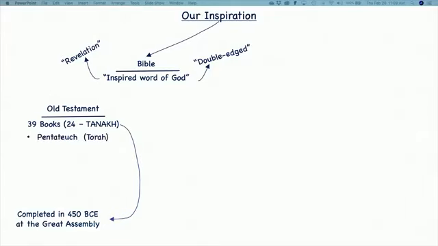39 books, but it's broken up into sections, and it's called, in the Greek, the Pentateuch. Penta. Five books. What are those five books? Genesis, Exodus, Leviticus, Numbers, Deuteronomy, right? The Torah. And then we have the historical books. Then we have the wisdom literature. Then we have the prophets.